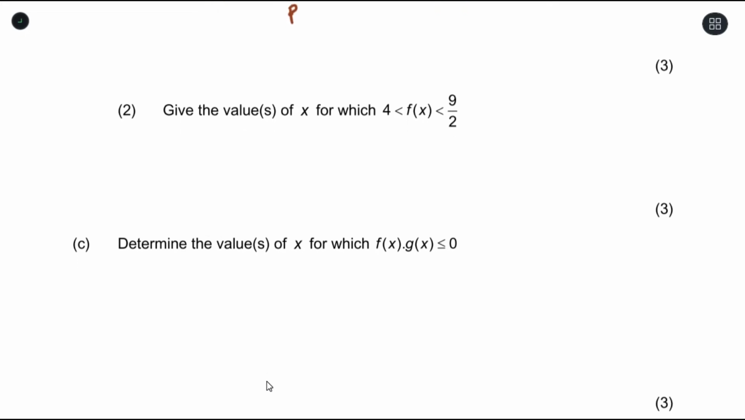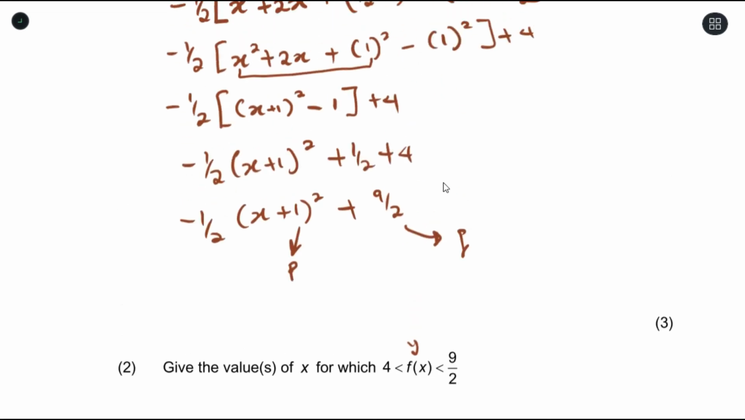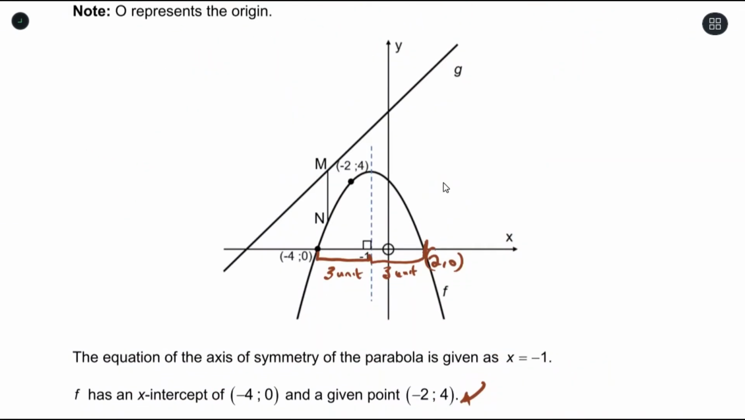So question 2 says give the value of x for which 4 is less than f(x) and less than 9/2. Now, let's try to break this down. Obviously, f(x) means y. So we're looking for the x value that falls between 4 and 9/2. Now, these are two important points. If we go back to our curve, we actually see that the y-intercept, which we got in the previous question, is also 4.